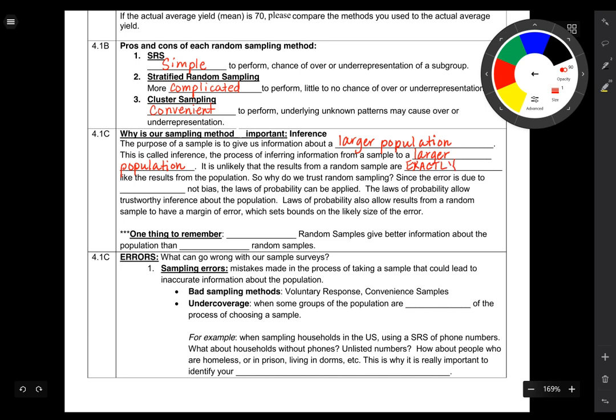So why do we trust random sampling? Well, we trust it because since the error is due to chance and not bias, the laws of probability can be applied, and that's what we are going to learn in the next two chapters. We're going to learn about the probability rules. The laws of probability allow trustworthy inference about the population. Laws of probability also allow results from a random sample to have a margin of error, which sets bounds on the likely size of the error. And we will talk about margin of error second semester as well.